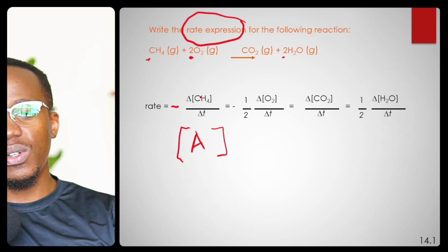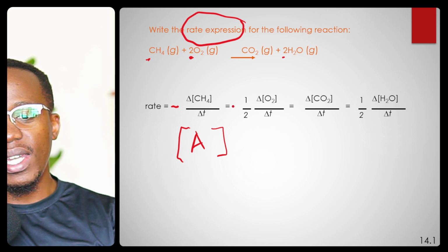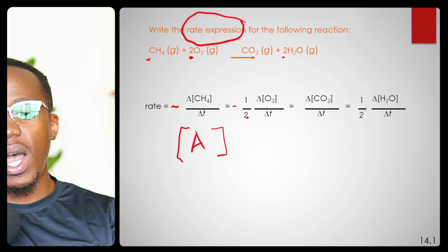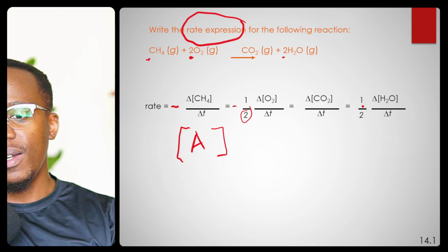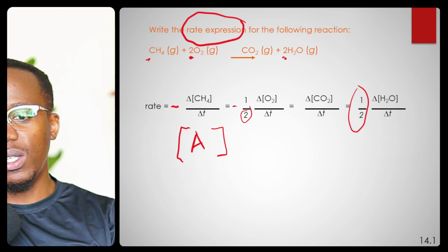So this is the change in concentration of CH4 over time, negative, with -1 over 2 because you have 2 here. The change in concentration of O2 over time, and then the same here is equal to the change in CO2 over time, which is equal to half because we have 2 here.